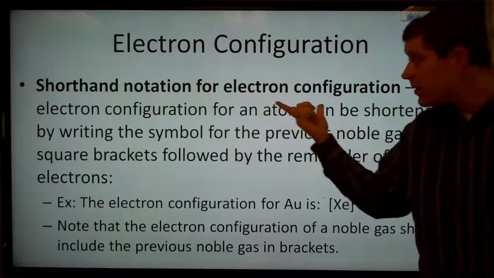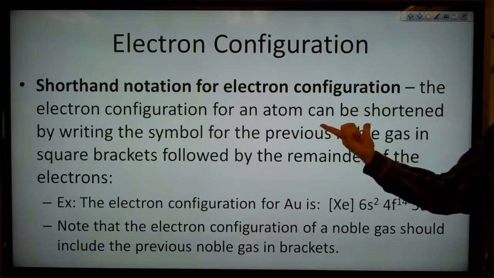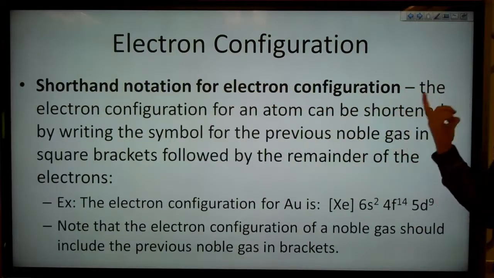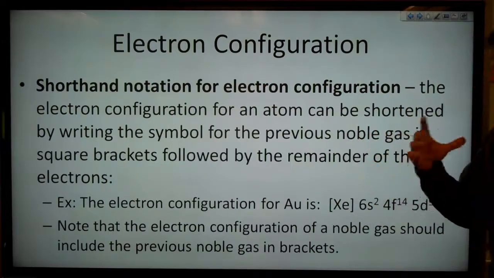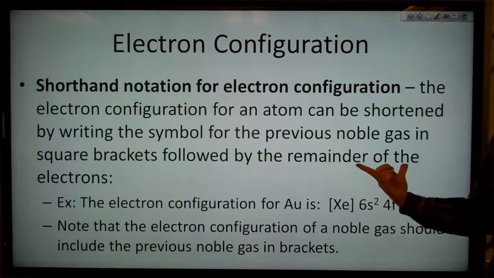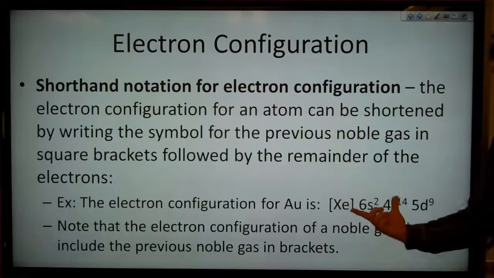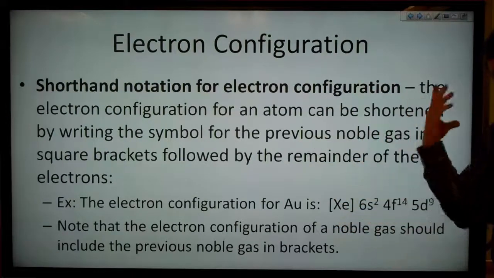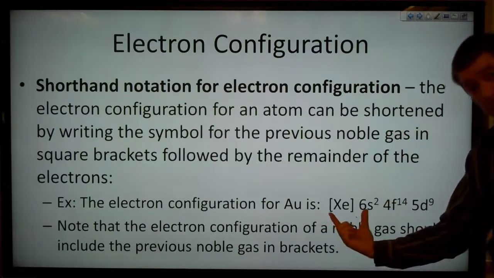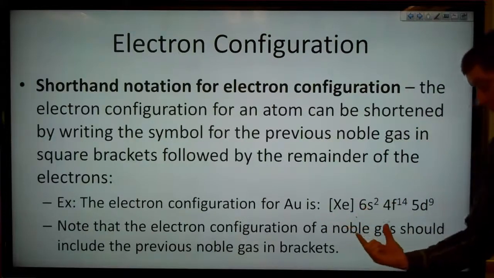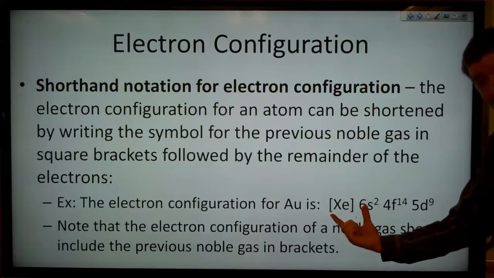So the shorthand notation is that the electron configuration for an atom can be shortened by writing the symbol for the previous noble gas in square brackets, followed by the remainder of the electrons. So for the electron configuration for gold, instead of writing out everything that we had earlier, we could write the symbol for xenon, Xe, in brackets, and then tack on whatever xenon doesn't have.